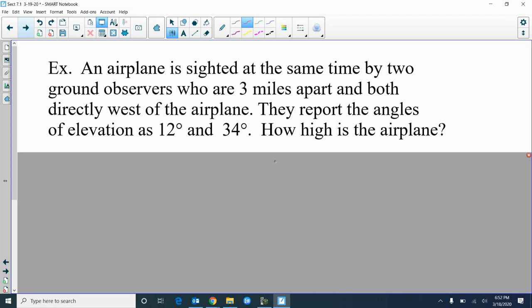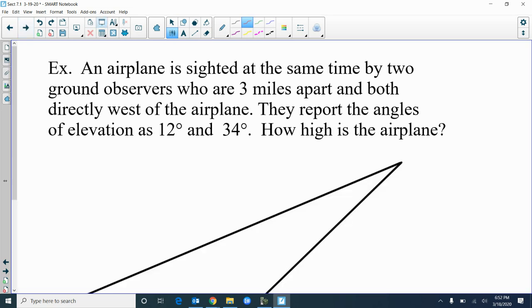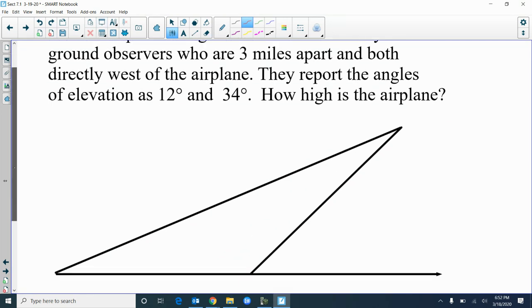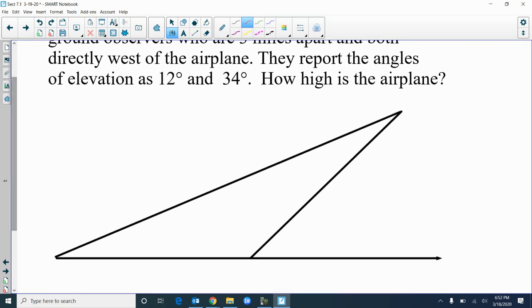Okay, think of what this would look like. Directly west of an airplane, and they are 3 miles apart. And so I got this kind of already set up. Let's say our airplane is up here. Here's observer 1. Here's observer 2. They are 3 miles apart for that. All right, for one of them, the angle of elevation is 12 degrees. The other is 34 degrees.